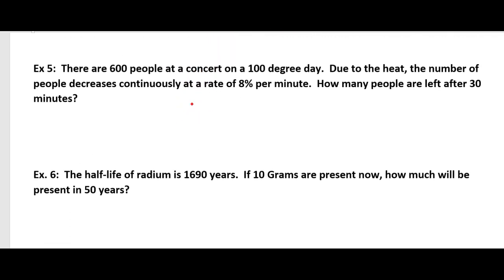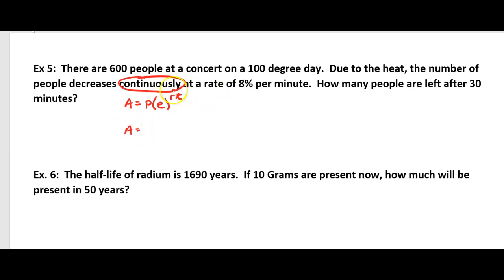Number 5, there are 600 people at a concert on a 100-degree day. Due to the heat, the number of people decreases continuously at a rate of 8% per minute. How many people are left after 30 minutes? Because it says continuously, we know we're going to use A equals P times e to the rt.